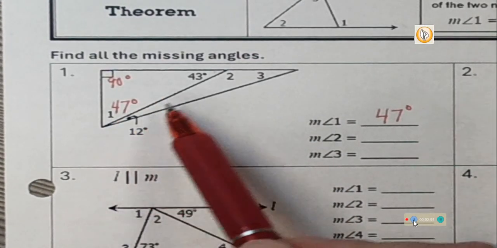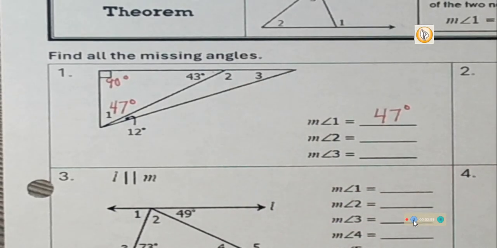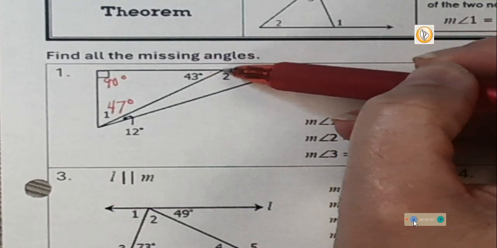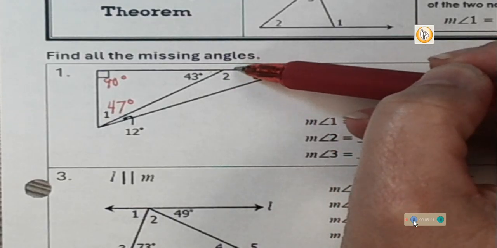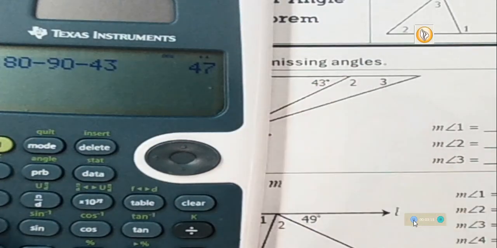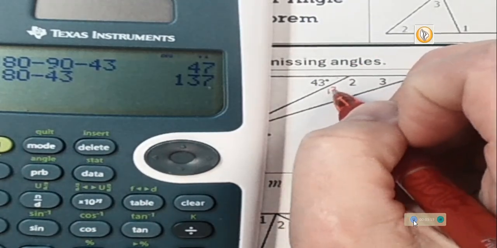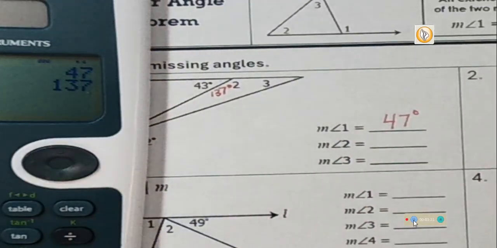This little one is 12. That still tells me nothing about these two. Look for a triangle that has 2 out of 3 angles, and look for straight lines. This is a straight line. What does a straight line make? 180. If the straight line is 180, but that angle takes up 43, 180 minus 43 is 137 degrees for angle 2.